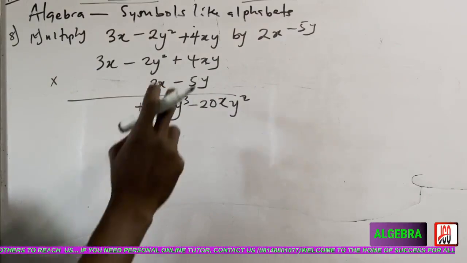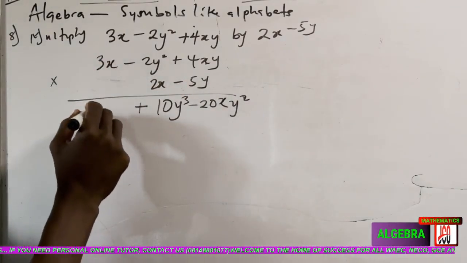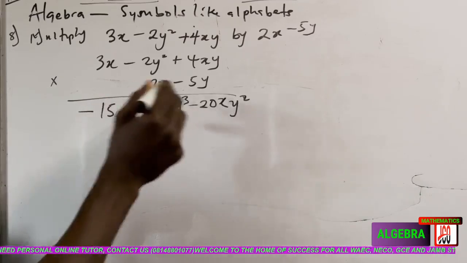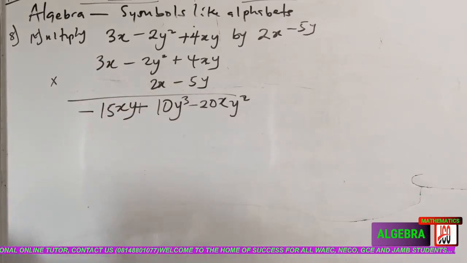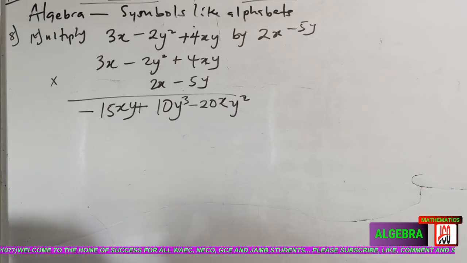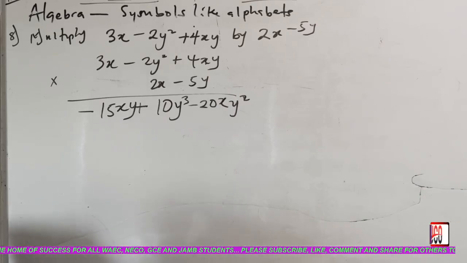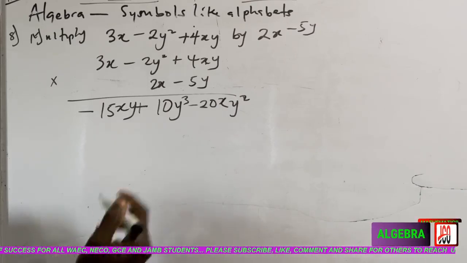Go on. Minus 5y times 3x. Minus times plus gives me minus. 5 times 3 is 15. Y times x is xy. So we're done with using minus 5y to multiply. Now we'll be going to use 2x to multiply. Now here, as we multiply, we're going to be careful where we place them.